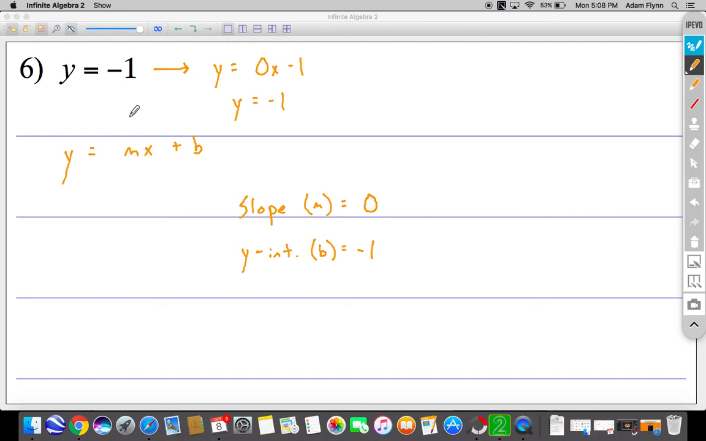So that concludes our example video. At this time, I highly recommend moving on to the key components of lines in slope-intercept form practice.